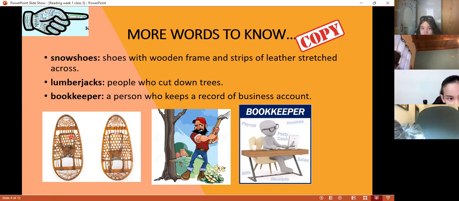Like this, it looks like this. So people might use this if they want to be on the snow. Now, they also have to wear their own shoes, not just this one. This is just for walking.